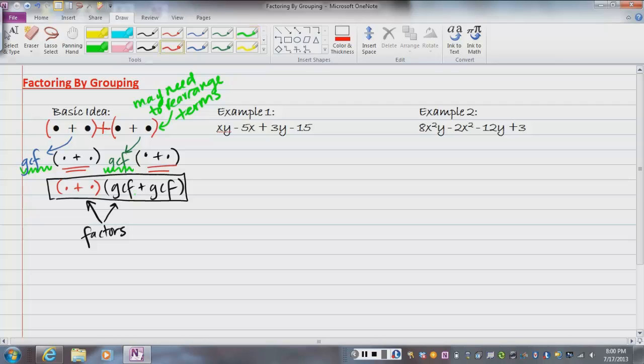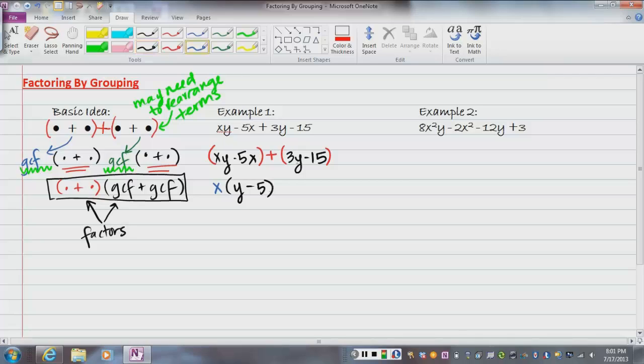Now, we have a 4-term polynomial, and I need to have 2 terms plus 2 terms. So this is going to be xy minus 5x. This is going to be 3y minus 15. I'm going to pull out my GCFs. In the first one, notice these both have an x. That's my GCF. And what I'm left with is y minus 5.